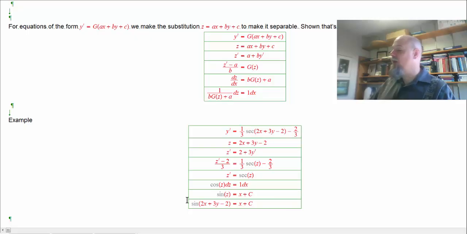If I wanted the explicit solution, I'd have to take the arcsine of both sides and solve for y. I don't, so I won't.